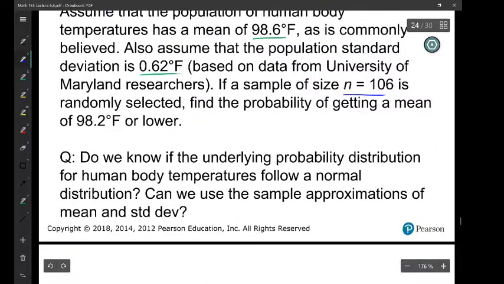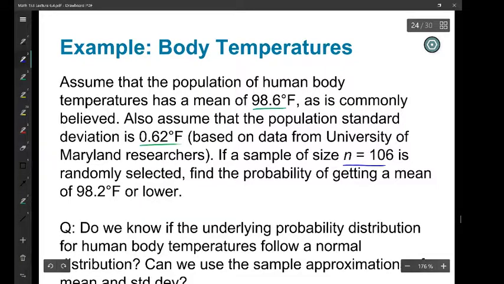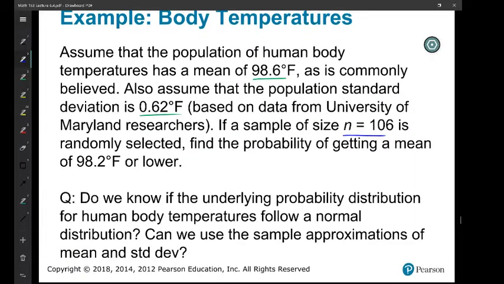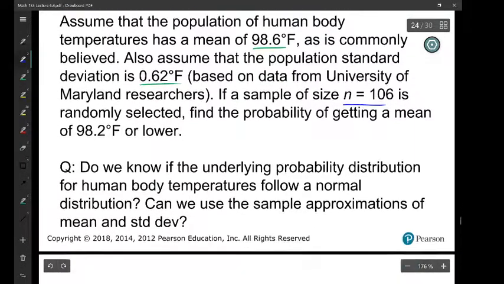So the question is, do we know if the underlying probability distribution for human body temperatures follows a normal distribution? And if you read through the problem, nowhere does it tell us that they do. So it does not say that human body temperatures follow a normal distribution. So, no.